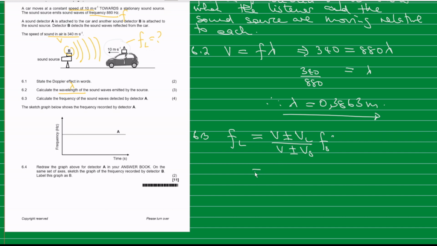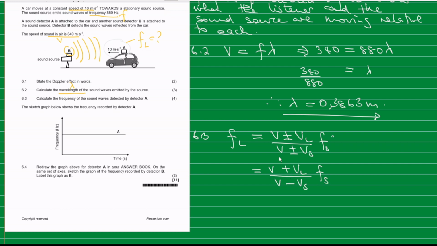So in this case, there are two formulae in this one. There's one particular formula that we use when the objects are moving towards each other. That's why towards is highlighted there in capital letters. If they are moving towards each other, we use a plus sign on top and a negative sign at the bottom. So this will be V plus VL over V minus Vs multiplied by Fs.